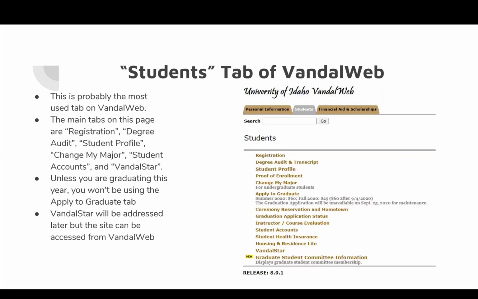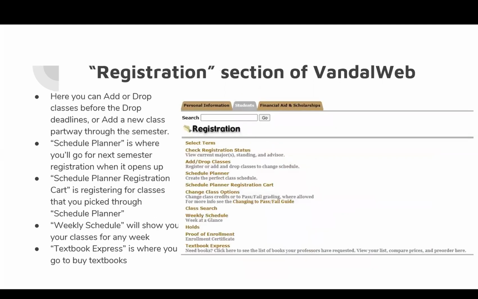Under this, at the top, you'll see registration. That's what I'm going to talk about real quick. This is where you go at the turn of the semesters when you need to register for classes. Freshmen, you did this over the summer. If you went to UIdaho Bound, they walked you through it. But this is where you go to do schedule planner.